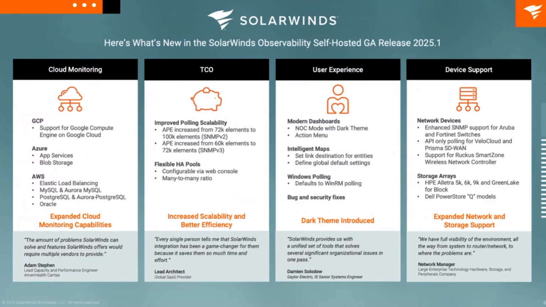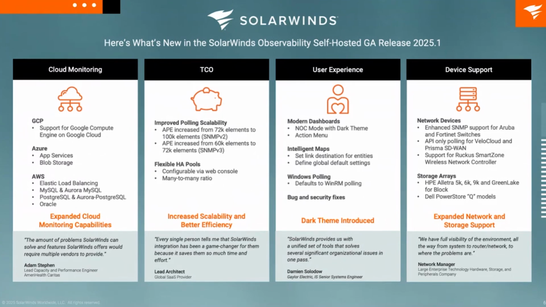And we'll go through a demo of all of these features that we'll highlight here, but then we've added more cloud entity support within Azure with Azure App Services and block storage, more on the AWS side around that hosted database story and load balancing. And then that scalability: we went from 72,000 elements last year, and now we're bumping that up to 100,000 elements for SAP version 2, 72,000 for SAP version 3.